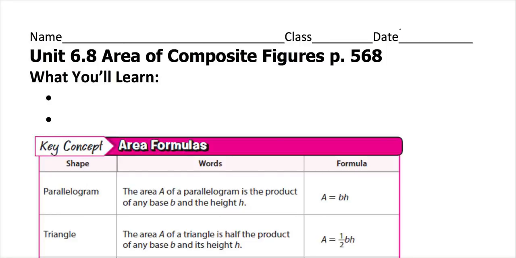So today we're looking at unit 6.8. This is area of composite figures. This is page 568 in the textbook. All right, so let's go ahead and take a look at what we're going to learn for today.